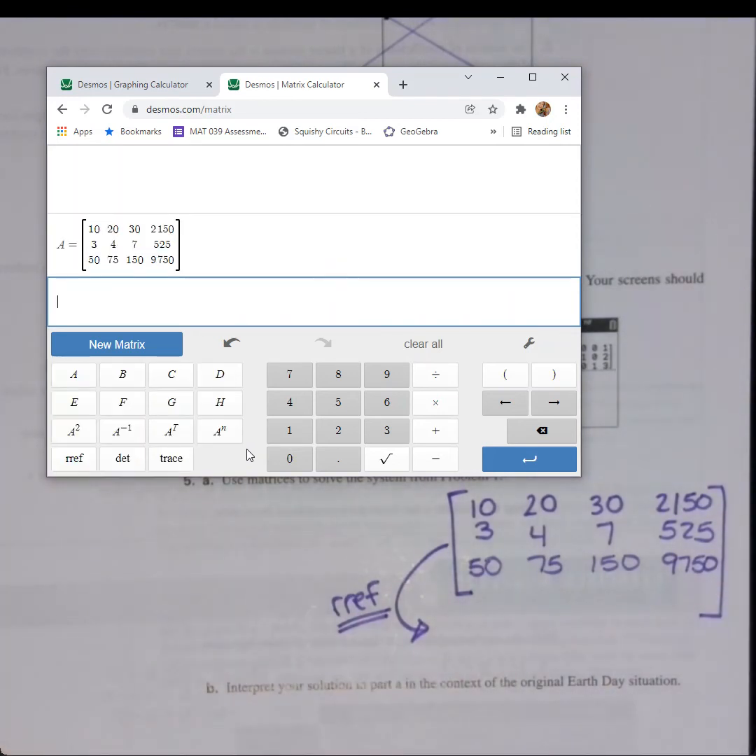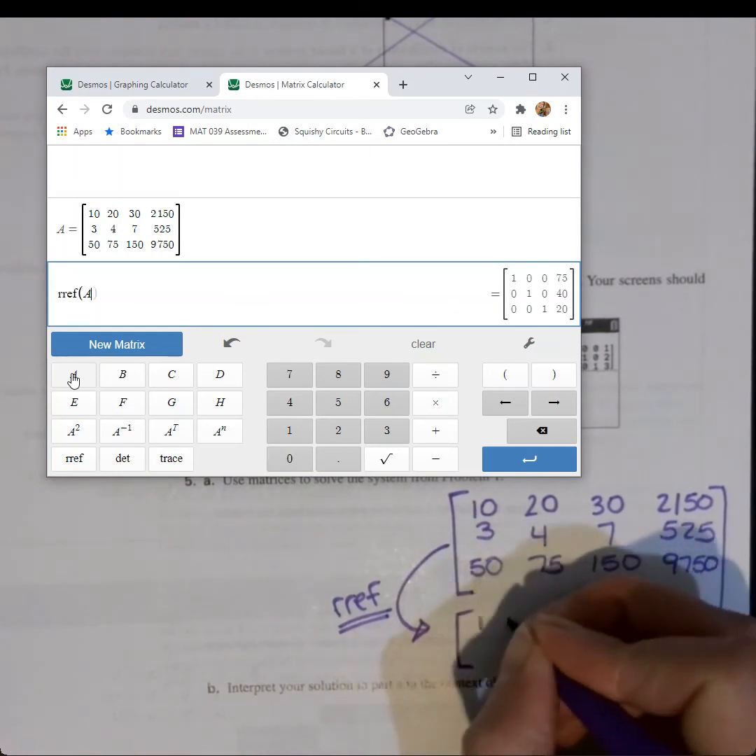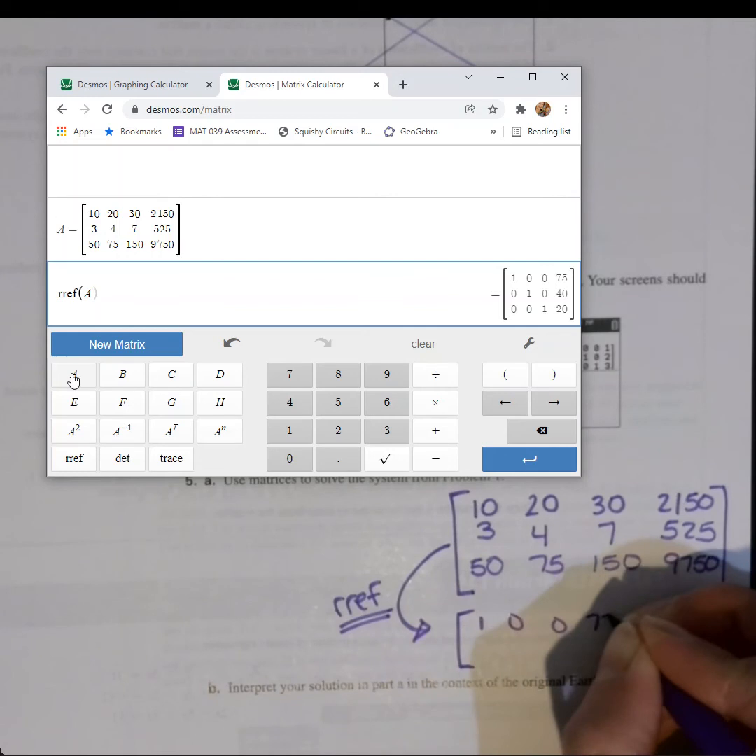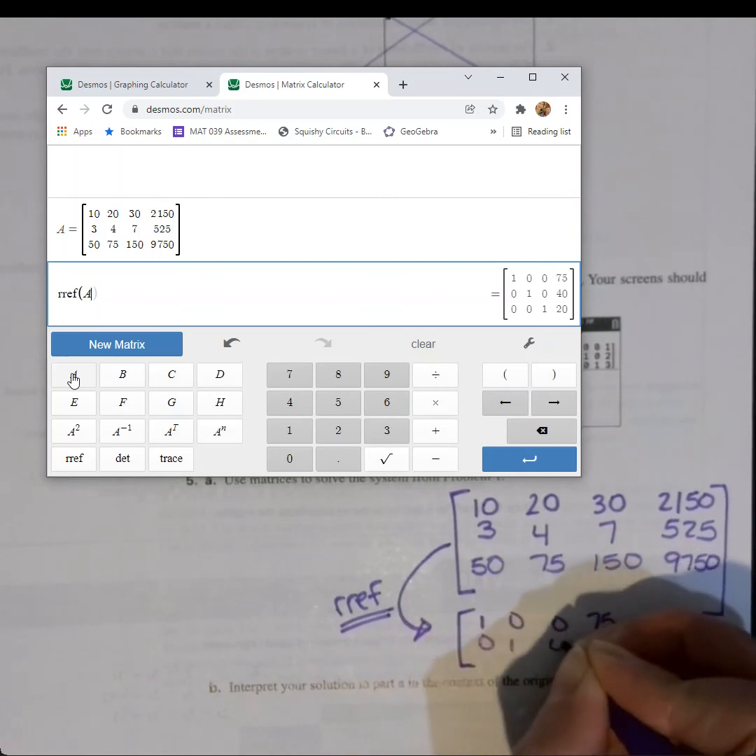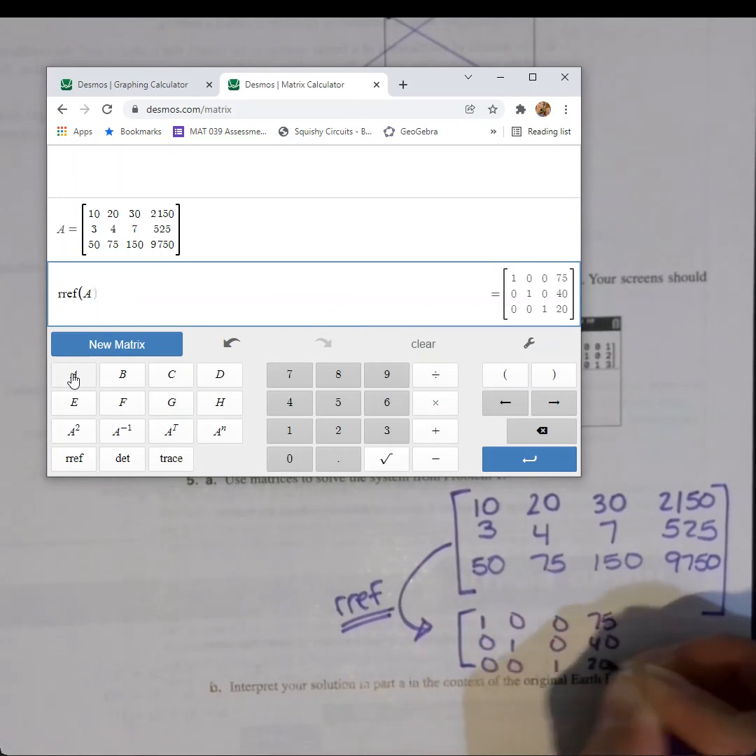I just pressed enter. Now you can see down here, I have a bunch of these buttons that are things we would not use in this course, but RREF is the only one we need, that's shorthand for row reduced echelon form. And then what matrix do you want to do this of? This matrix is called A, so matrix A. Ta-da! This is our row reduced echelon form of this matrix. So rewritten, this matrix is 1, 0, 0, 75, 0, 1, 0, 40, and 0, 0, 1, 20.